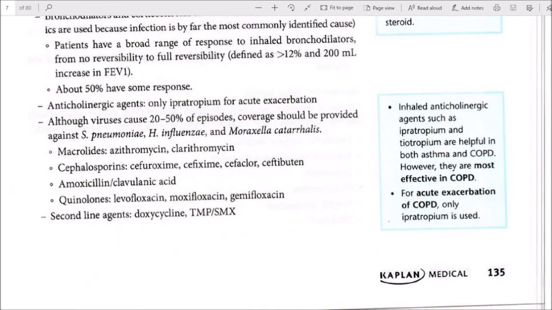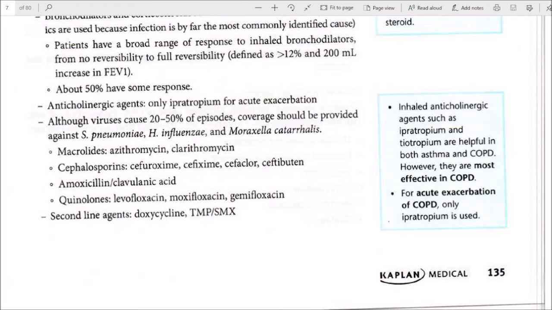Although viruses cause 20 to 50% of episodes, coverage should be provided against pneumococcus, H. influenzae, and Moraxella catarrhalis. Macrolides: azithromycin, clarithromycin. Cephalosporins: ceftazidime, cefaclor, ceftibuten. Amoxicillin-clavulanic acid. Quinolones: ciprofloxacin, levofloxacin, moxifloxacin, and gemifloxacin. Second-line agents: doxycycline and TMP-SMZ.